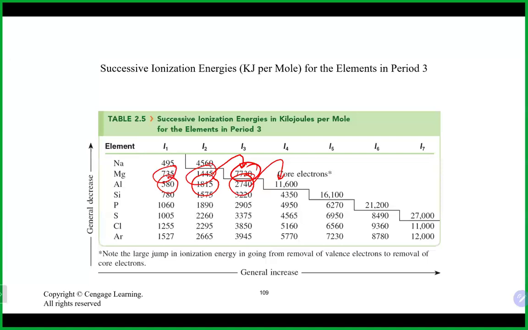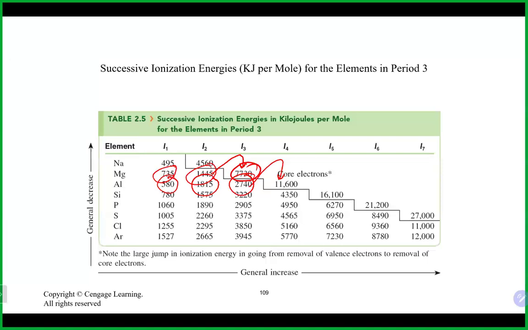It's not going to happen very efficiently or greatly. And you can see there with silicon, you're jumping into, for example, 16,000, 21,000, 27,000, a lot of energy as you get into those core electrons. And again, that doesn't typically happen.